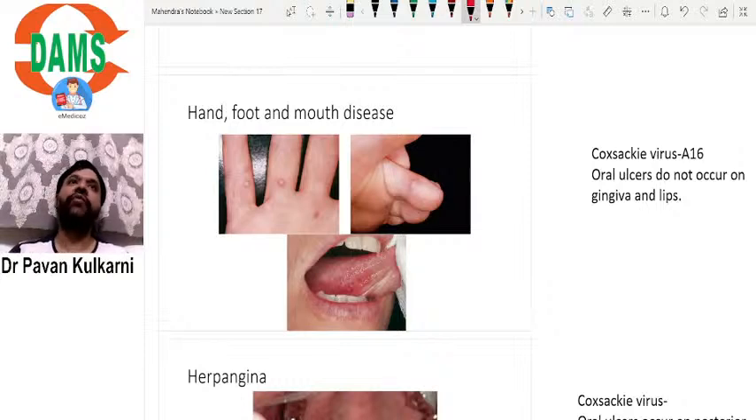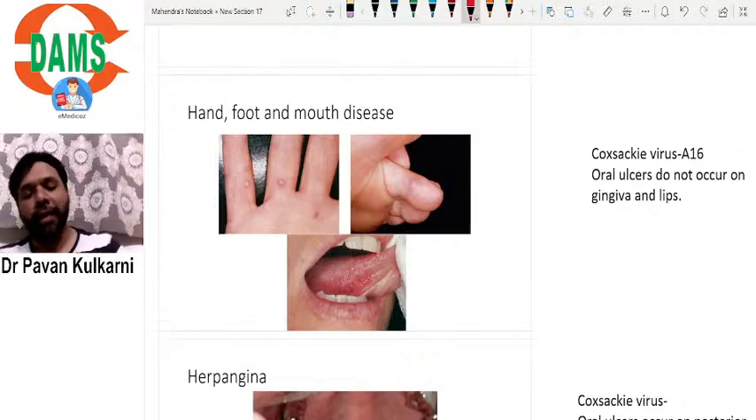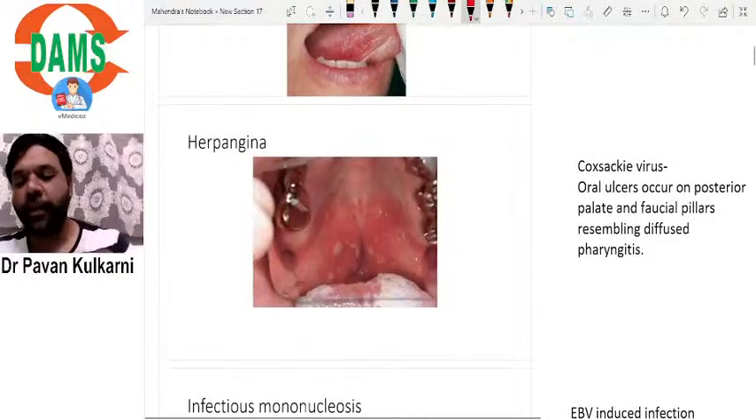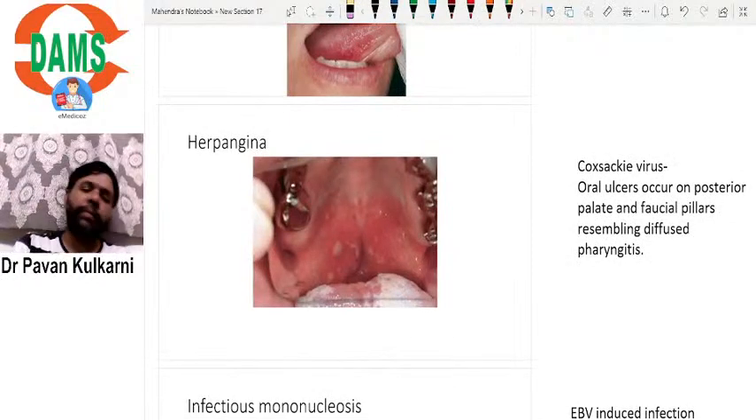So that's about the hand, foot and mouth disease. So how to identify this hand, foot and mouth disease? There will be lesions on the hand, there will be lesions on the foot, and then the mouth. What about herpangina? Carefully look at the image.